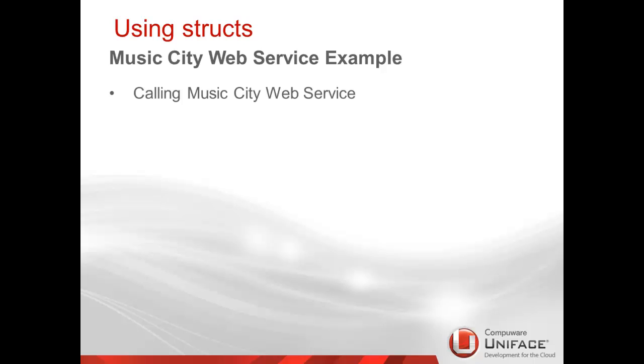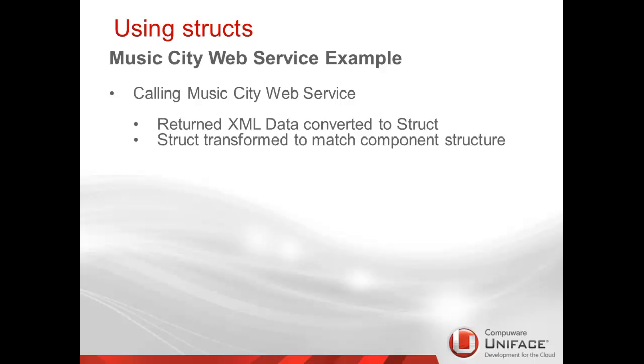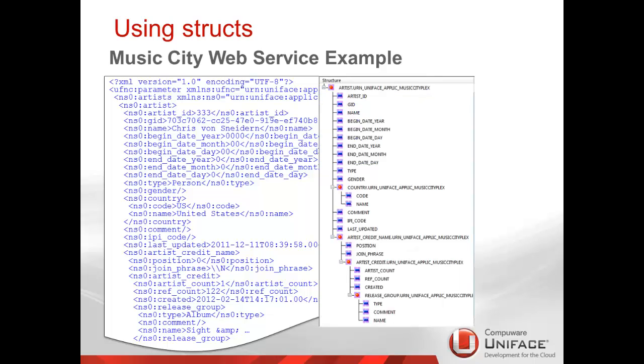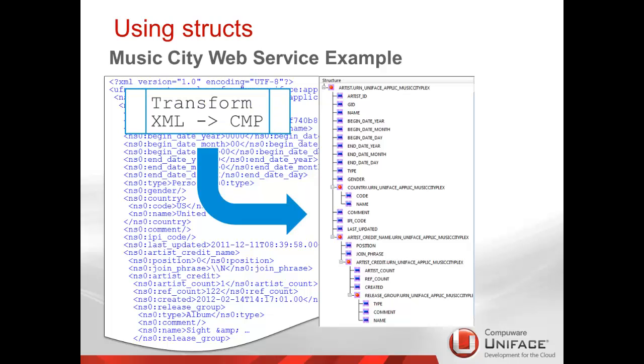In the next demo, we will call a web service called Music City. We will convert the XML data that is returned by the web service to a struct. Then we'll transform the struct to match the component structure. And as a last step, we're going to load the struct into the component. And here you can see how the XML looks like that is returned by the web service. And here on the right, you can see the component structure to which we would like to copy the data. We're going to achieve this by transforming the XML to a struct, change the struct, and then transform the struct to the component.